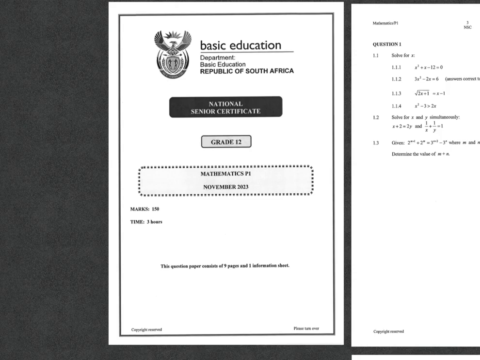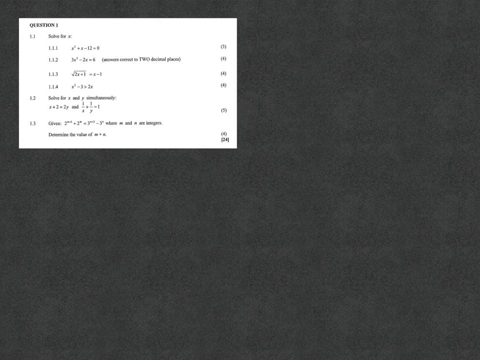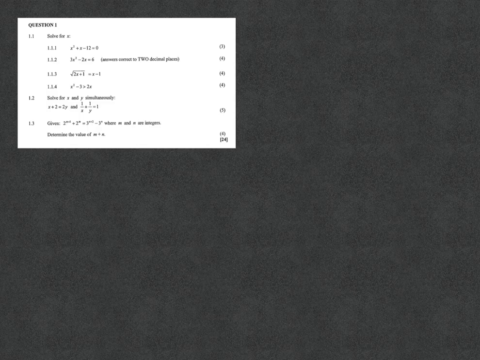Today, we are going to be dealing with the National Senior Certificate Grade 12 Mathematics Paper 1, November 2023. Okay, so let's get started. We are going to start with question 1. Normally, your question 1s are algebra. The benefit with NSC papers is that they follow the same structure in terms of questions. So let's go for it.